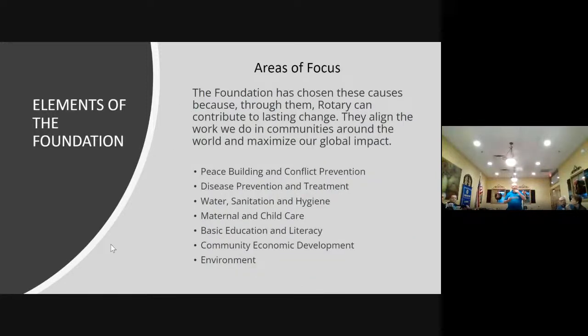And this is the areas of focus. Again, I apologize for this, but let me real quickly run through that. The foundation has chosen these causes because through them, Rotary can contribute to lasting change. They align the work we do in communities around the world and maximize our global impact. They include peace building and conflict prevention, disease prevention and treatment, water, sanitation and hygiene, maternal and child care, basic education and literacy, community economic development, and our most recent one is the environment. Go ahead, Corey.